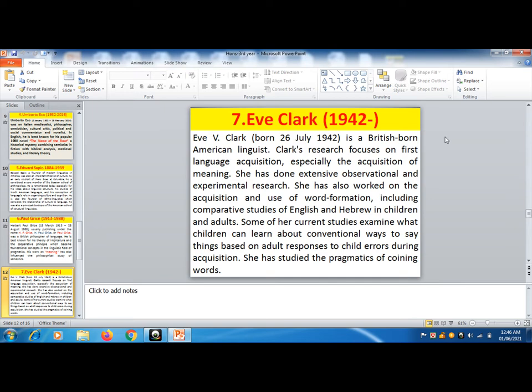She has also worked on the acquisition and use of word formation, including comparative studies of English and Hebrew in children and adults. Some of her current studies examine what children can learn about conventional ways to say things based on adult responses to child errors during acquisition. She has studied the pragmatics of coining words.